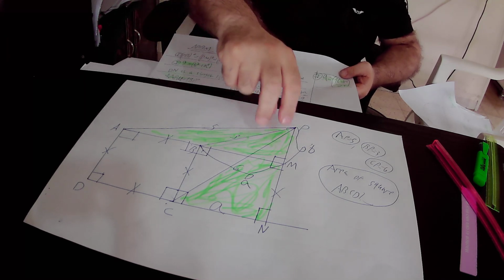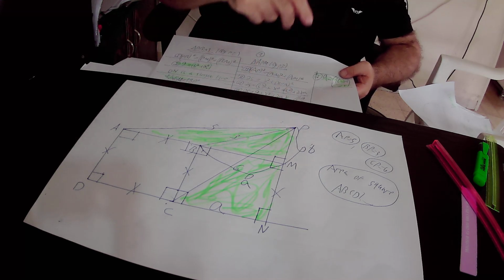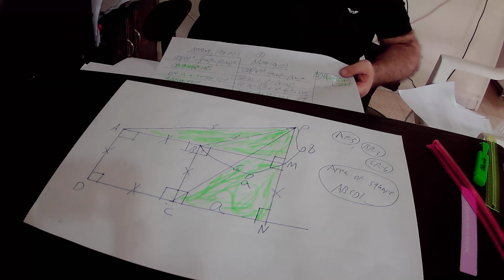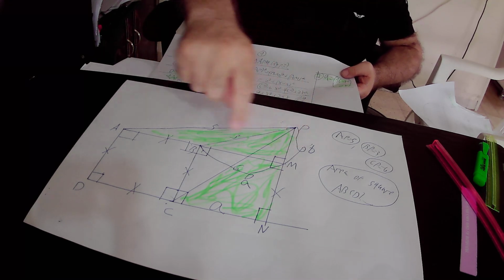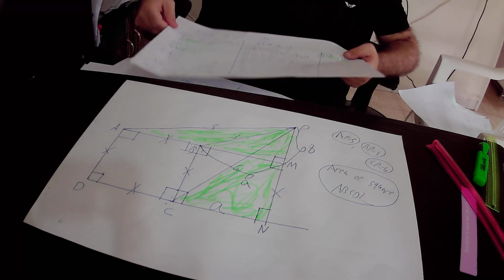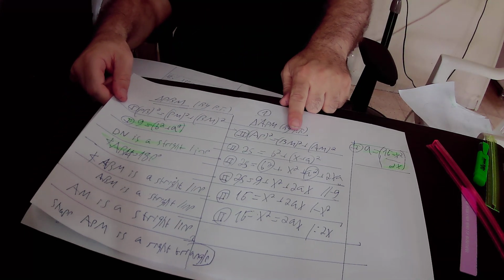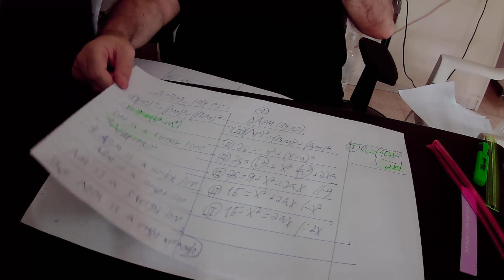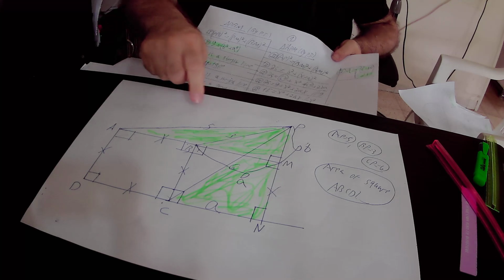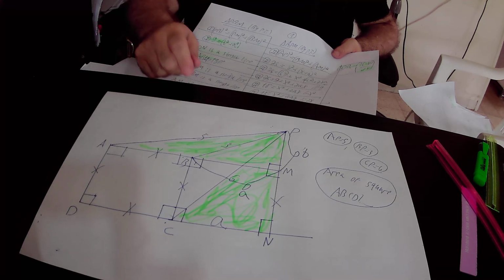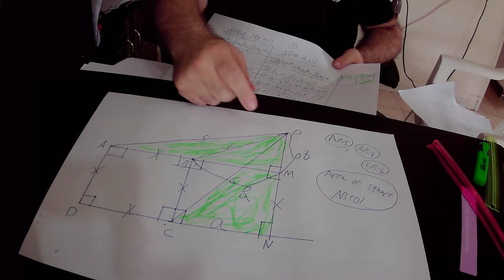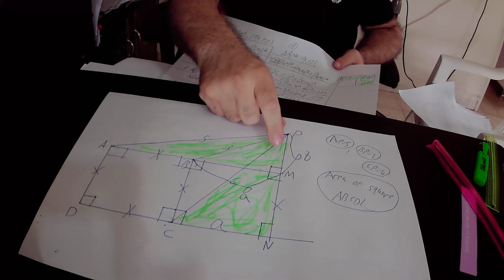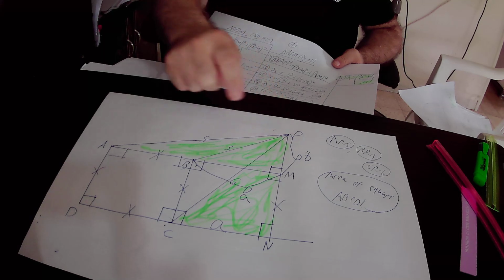So we will implement the Pythagoras theorem on the right triangle APM. According to the Pythagoras theorem, AP square equals PM square plus MA square. AP equals 5, therefore AP square is 5 square, that is 25. And it is equal to PM square, that is b square, plus AM square.